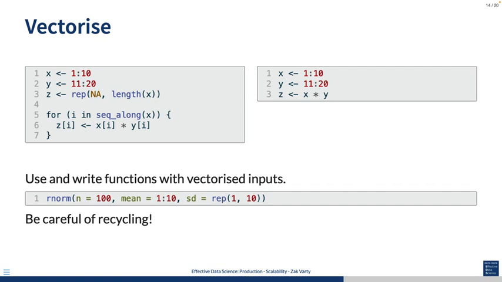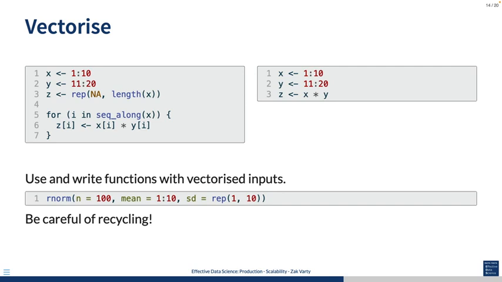It takes a little bit of time to get used to using and writing functions in this vectorized manner. So for example, when using the rnorm function to generate normal random variates, we can set our mean and standard deviation to be vector values. But one thing that we need to be careful of here is that if we had this as being 1 through 100 and rep(1, 100), then we'd have each individual random variate having a monotonically increasing mean.